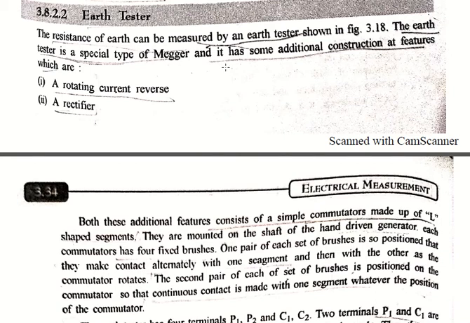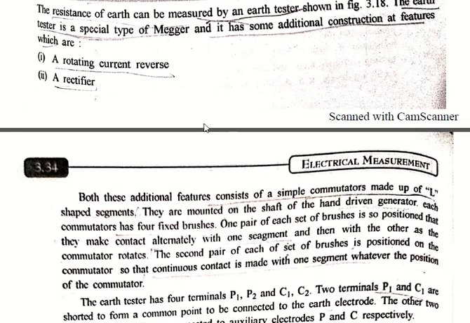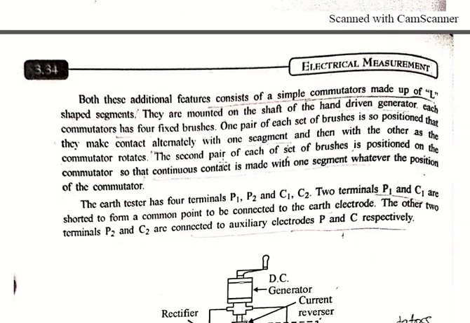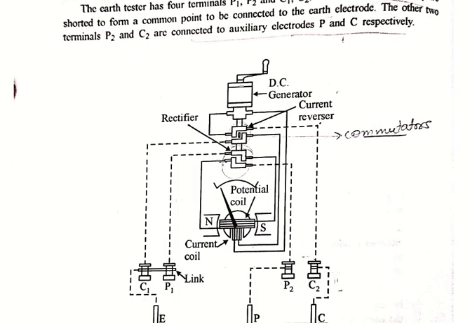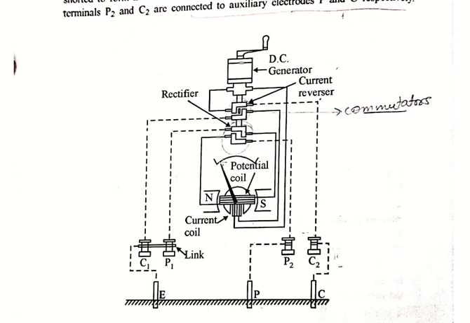The earth tester is a special type of megger and has some additional features, that is a rotating current reverser and a rectifier. Now, the earth resistance can be measured by the earth tester as shown in this figure. Here you can see the diagram of it. A current reverser and a rectifier are present here.